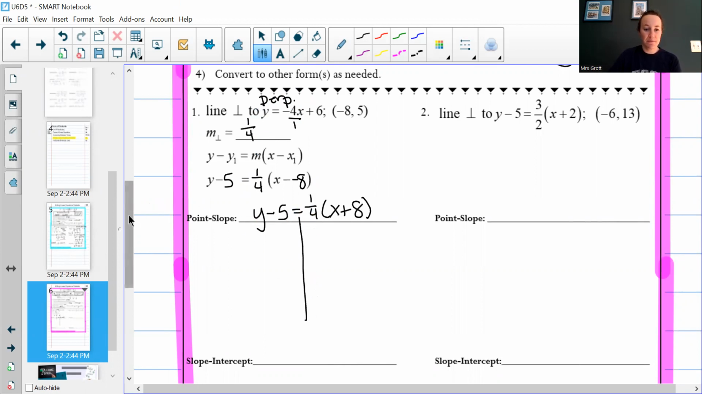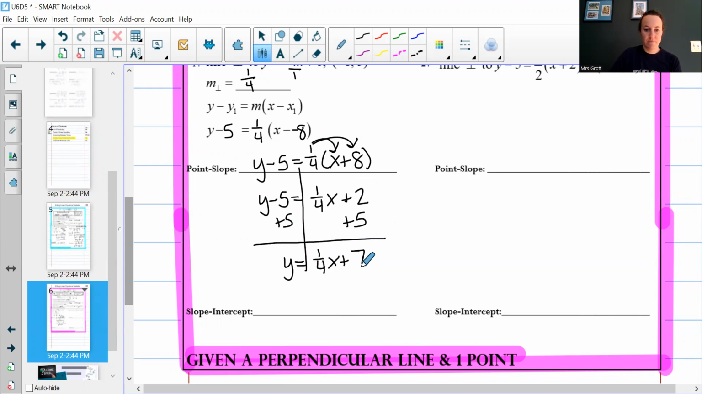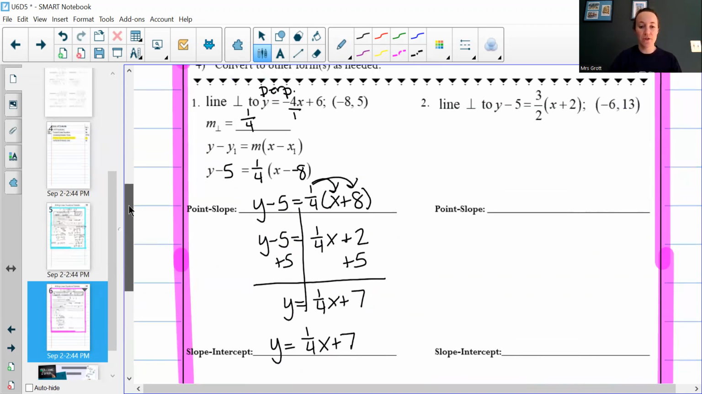Changing that into slope intercept form. Let's distribute our 1/4. This line would be perpendicular to that first equation that they gave us. Our first one would be going like this, a little bit steeper, and then the one that we just did, it would kind of form that T.